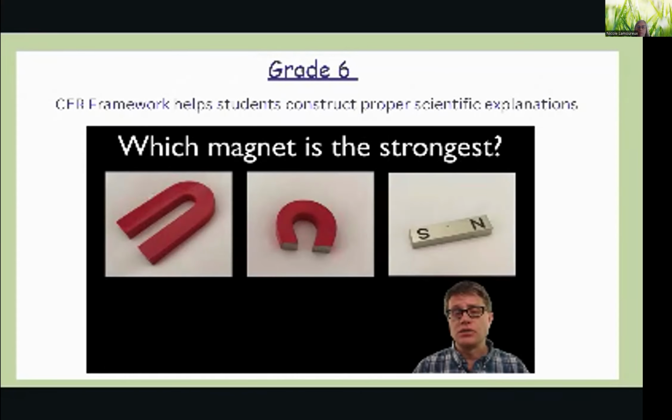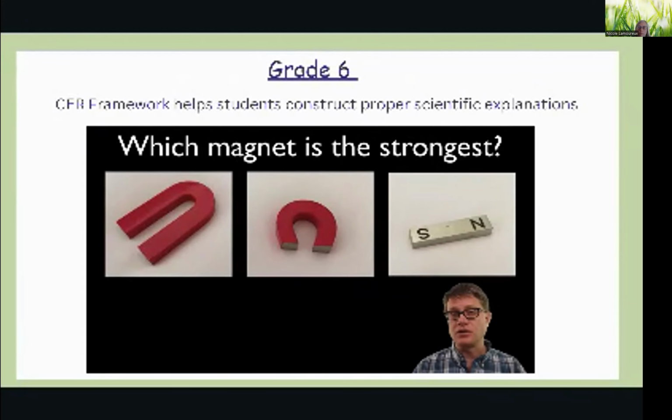Now, all you do when you're doing labs that use claim evidence reasoning is just give them a good question and a material to answer the question. I could give them a bunch of magnets, and I could say which of these is the strongest. Give them a bunch of paper clips, rulers, whatever, rubber bands, washers, and they have to answer this question.